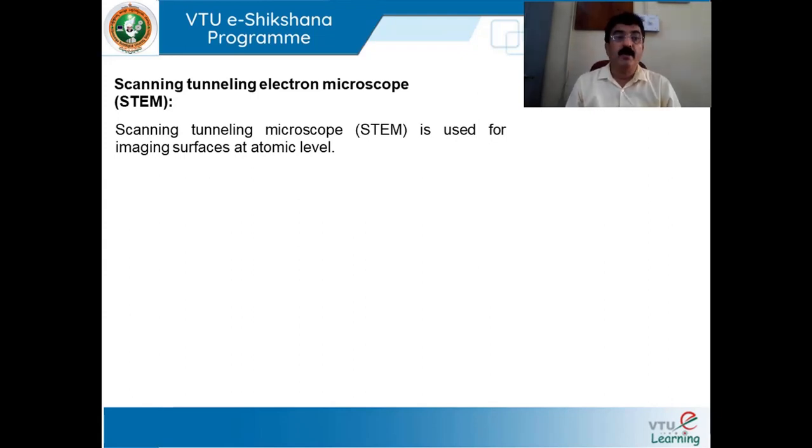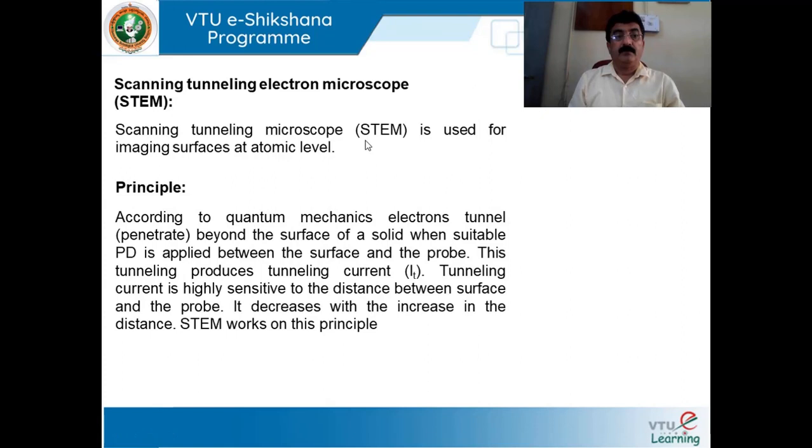Now it is time to go ahead with the scanning tunneling microscope. So in the last class, I explained what an electron microscope is, how it works, and we also discussed in detail the transmission electron microscope. Now it is time to learn the scanning tunneling microscope. See, the scanning tunneling microscope is used for imaging surfaces at the atomic level. So once again, it is only for surface study, only for surface study.